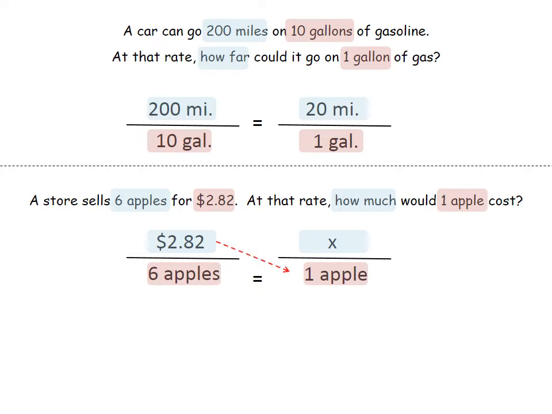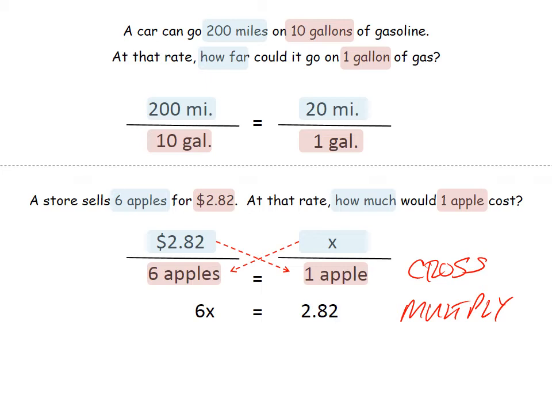So what we'll do is multiply the numerator on the left-hand side ratio by the denominator on the right-hand ratio. And we're going to multiply the numerator on the right-hand ratio by the denominator on the left-hand ratio. And this is called cross multiplying, hopefully for fairly obvious reasons. And when we do the multiplication, we end up with 6x equal to 2.82, or the $2.82.